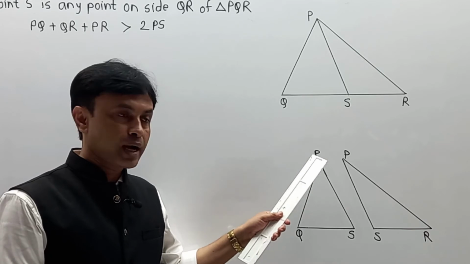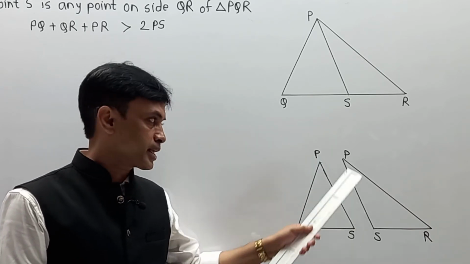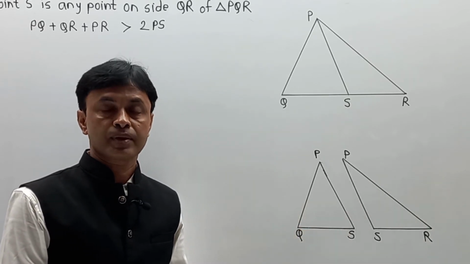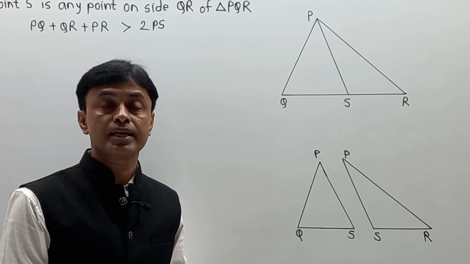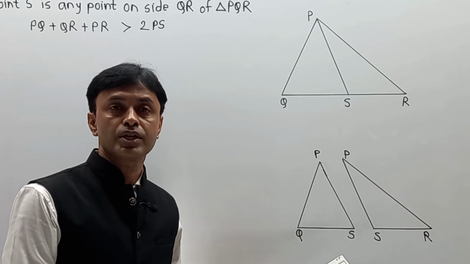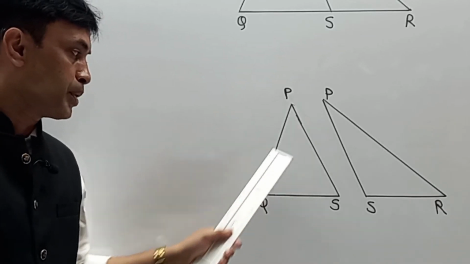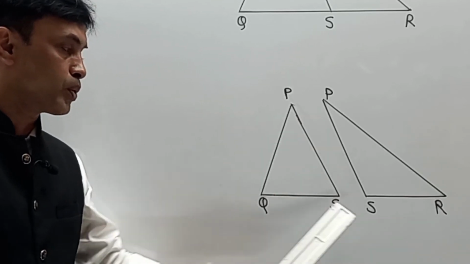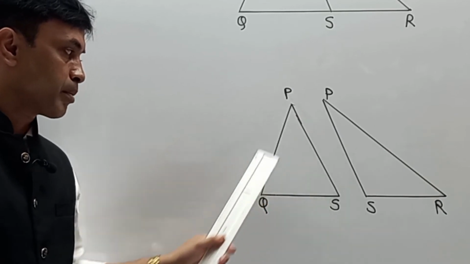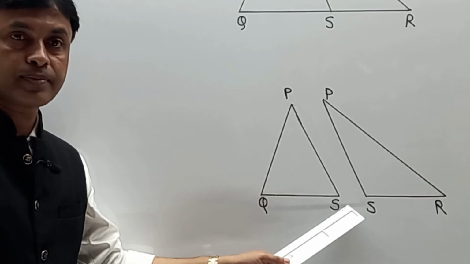Now, first, I am going to take triangle PQS, and second is PSR. Here there are 2 triangles and we have to understand the sum of any 2 sides is always greater than the third side. So I'm taking the first triangle, triangle PQS. We can have PQ plus QS, and PQ plus QS is definitely greater than PS.